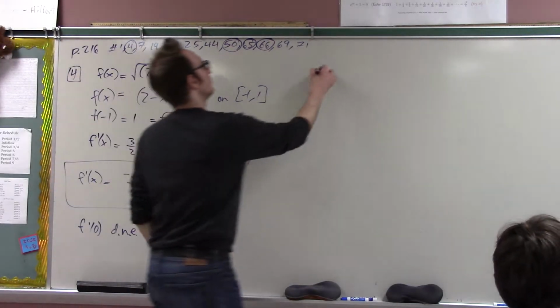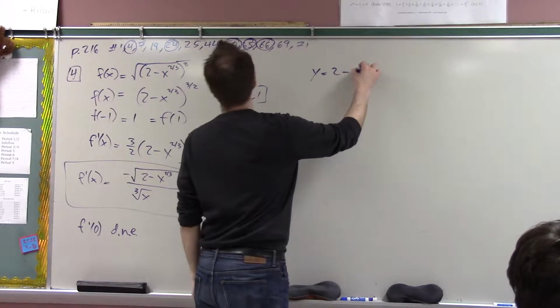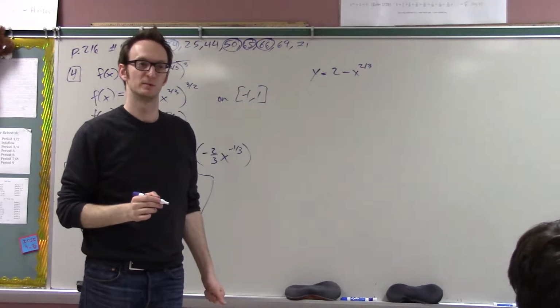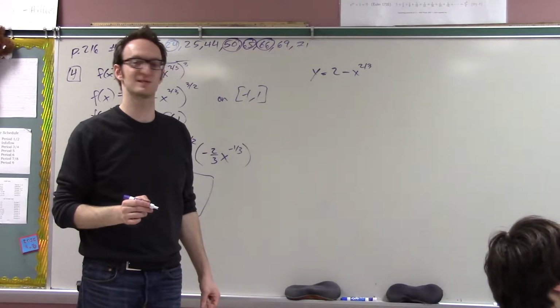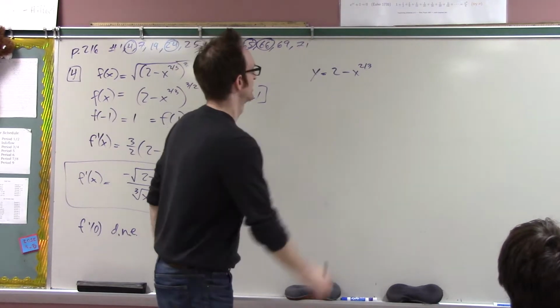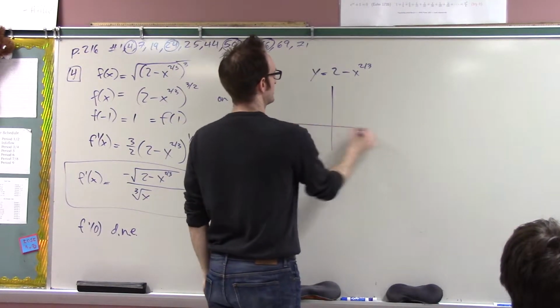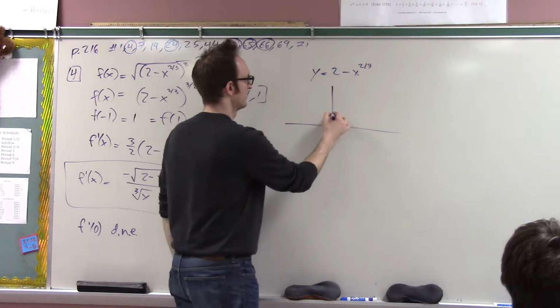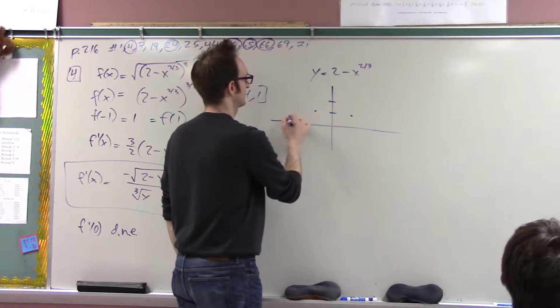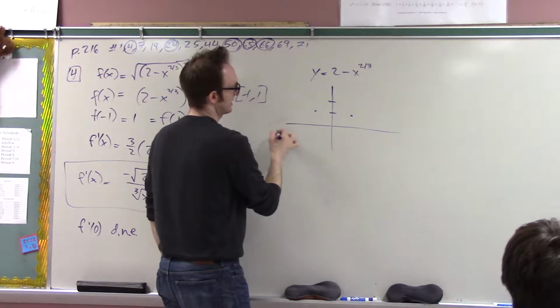What is 2 minus x^(2/3)? Well, y equals 2 minus x^(2/3). I know what x^(2/3) looks like. X to the 2/3 is the bird. So this is an upside down bird, up 2. Upside down bird up 2 means that it's going to look kind of like this, right?